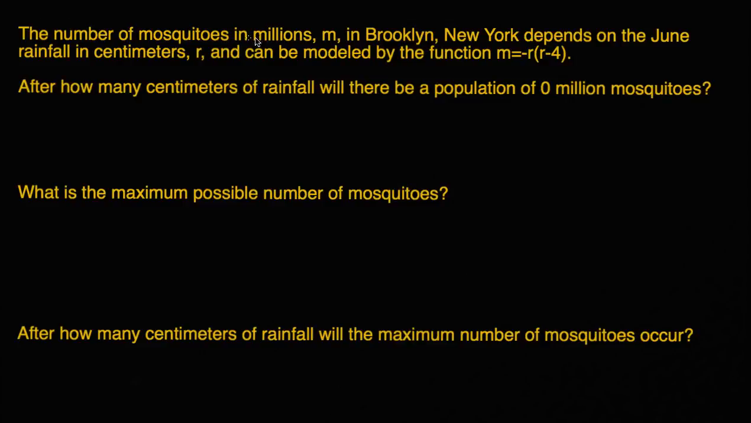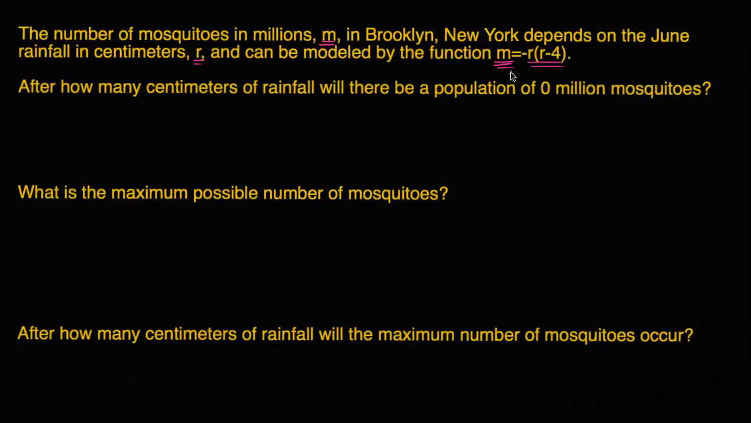The number of mosquitoes in millions, M, in Brooklyn, New York, depends on the June rainfall in centimeters, R. So R is the amount of rainfall measured in centimeters, and it can be modeled by the function M, the number of mosquitoes in millions, is equal to negative R times R minus 4, where R, once again, is the rainfall in centimeters, I guess, in June.